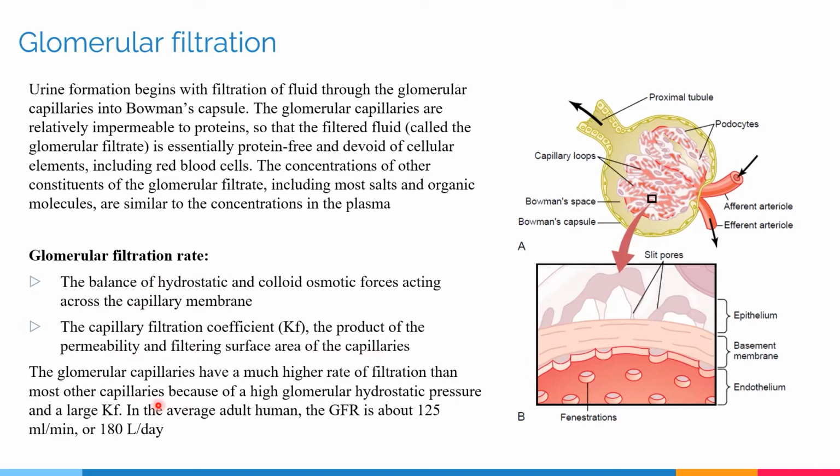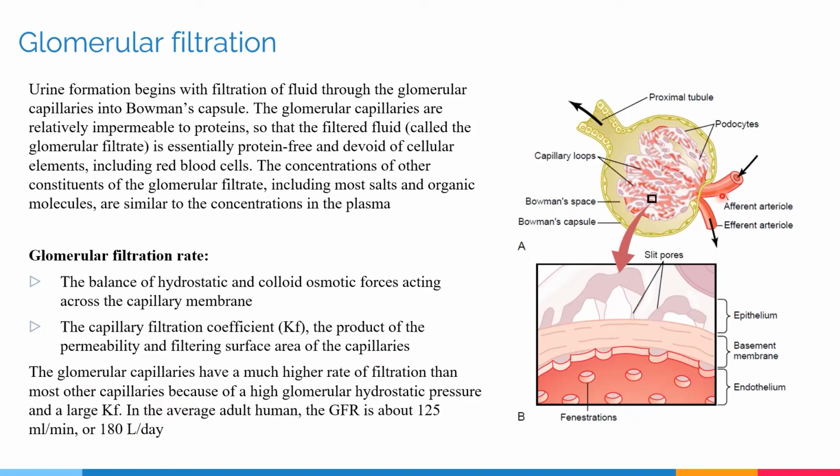The glomerular capillaries have a much higher rate of filtration than most other capillaries because of high glomerular hydrostatic pressure on a large scale. In the average adult human, the GFR is about 125 milliliters per minute or 180 liters per day.